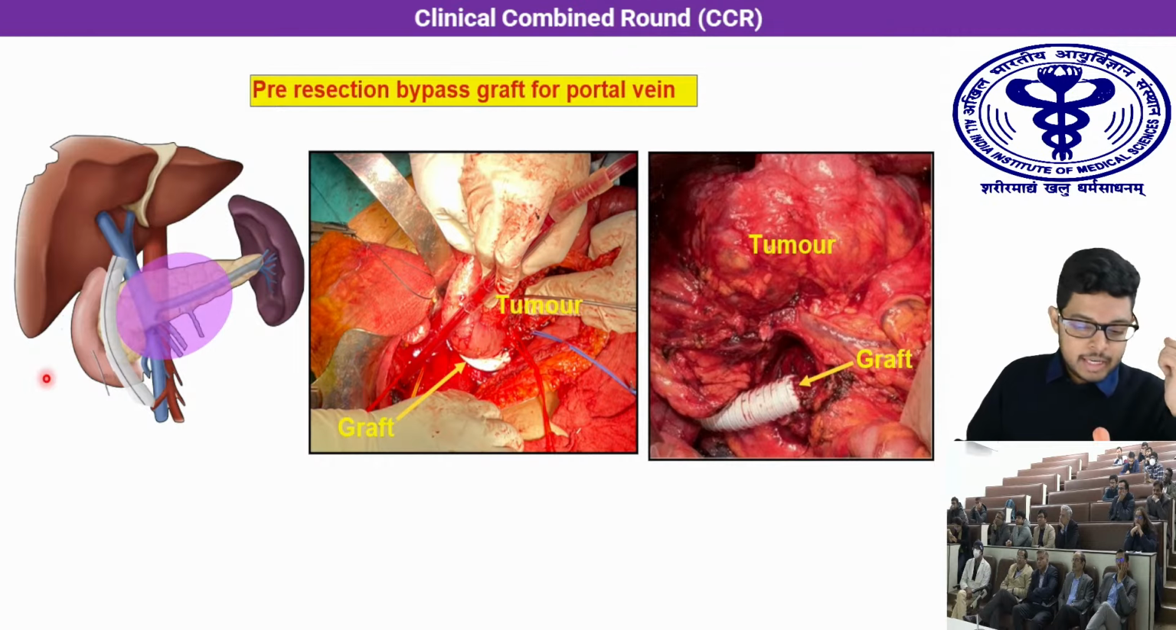Now to tackle the collaterals, we did a bypass. This is a bypass graft rising from the SMV and going all the way to the portal vein with the tumor in situ. This is the intraop picture. You can see the tumor here under the fingers of the surgeon. This is the graft. This is the SMV here. And the graft is going all the way to the portal vein. After establishment of this bypass, we gave an interval of 1.5 to 2 hours for the pressure in the portal system to gradually come down so that the blood loss can be reduced greatly.